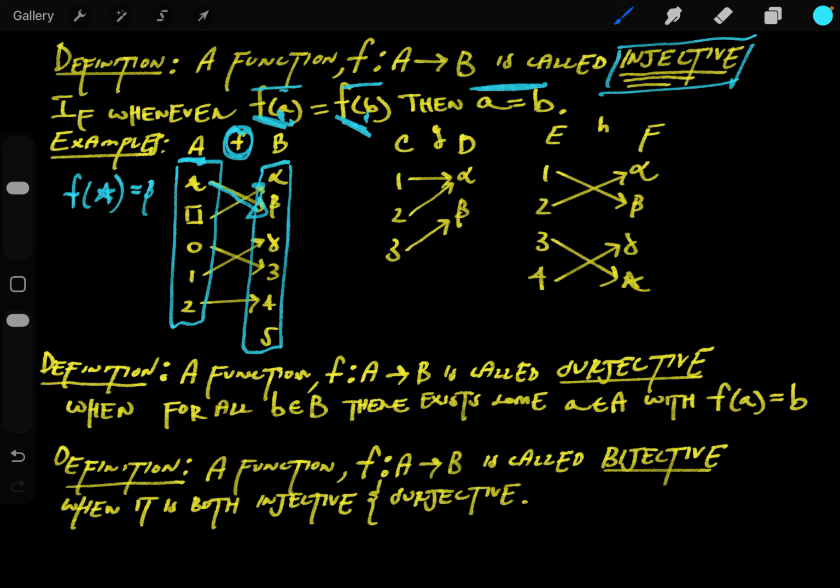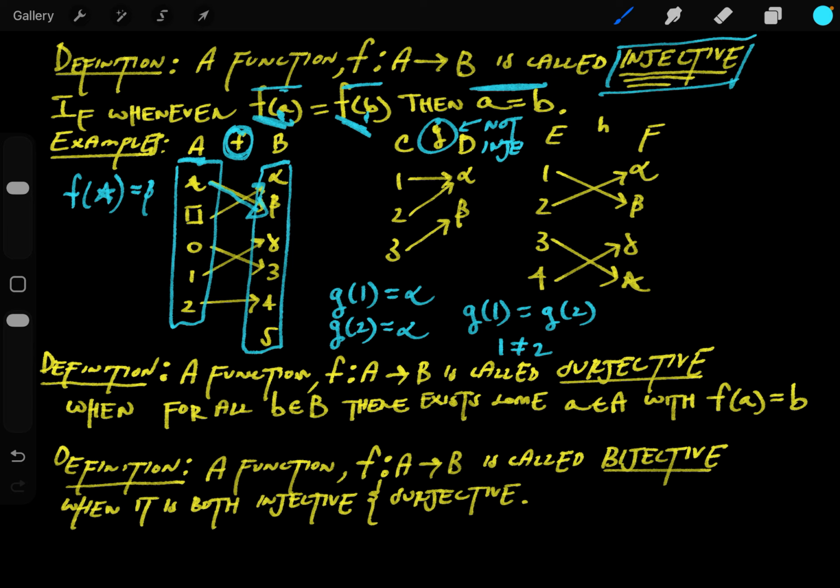To put that in contrast, we can see that g is not injective. The reason is that we can have g of 1 equals alpha and g of 2 equals alpha. So we have g of 1 equaling g of 2, but it's obvious that 1 and 2 are not the same element. So g is not injective. We should also see that h is injective, and you can test that on your own. And that's when a function is called injective.